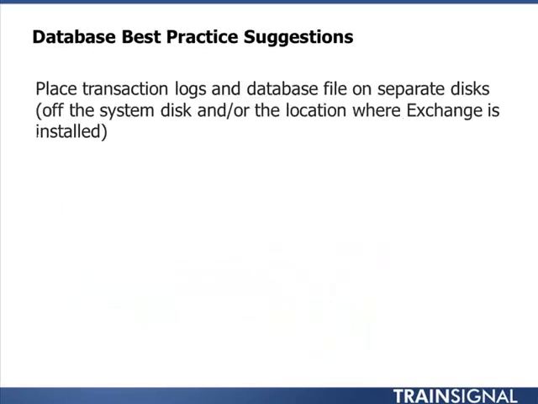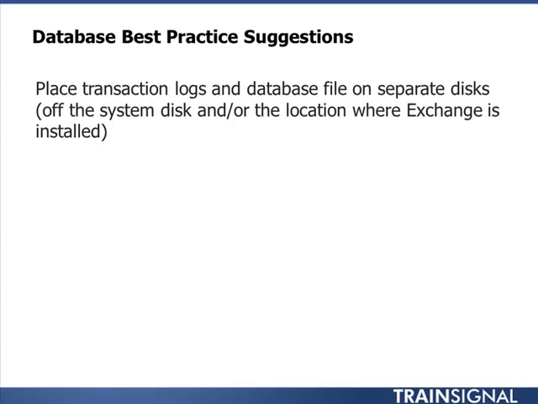So some database best practice suggestions include placing the transaction logs and the database file on separate disks. So you want these off of the system disk and/or the location where Exchange is installed. So you might have your system disk C and you might have Exchange installed either on C or onto another drive letter. It really just depends on how you've done this in your environment. But ultimately, what you don't want is the database file in the same location as either one, the system disk or the location of your Exchange, or your transaction logs in either one of those locations.